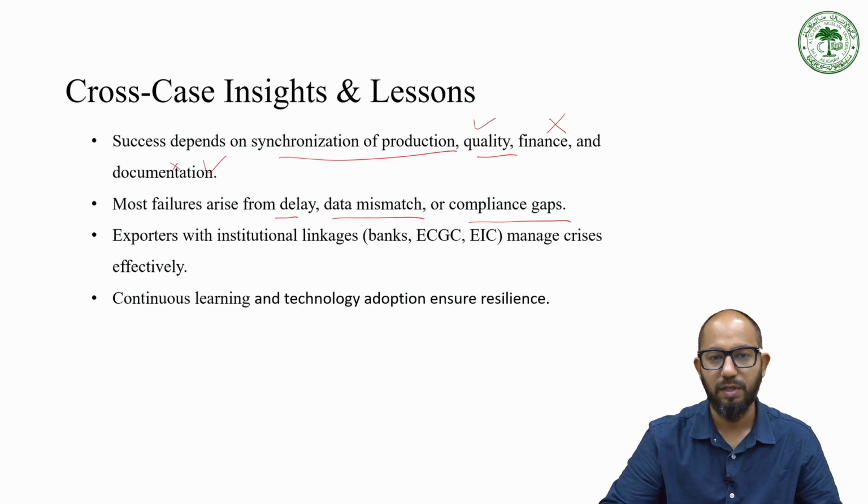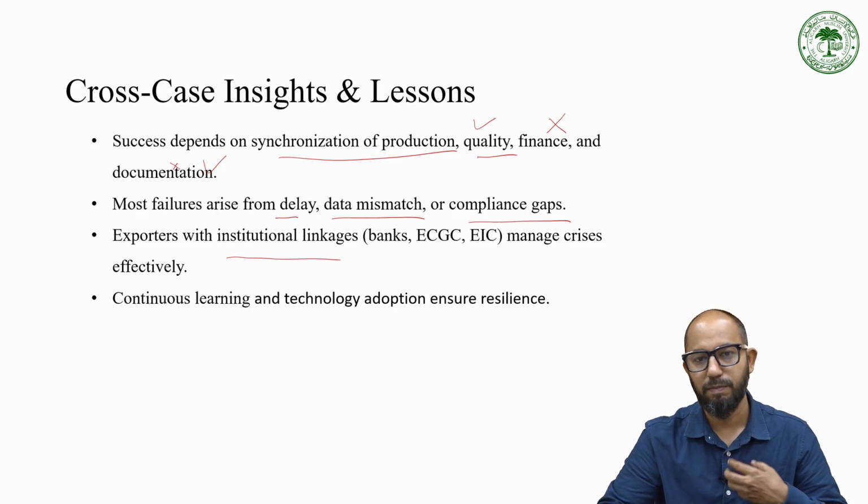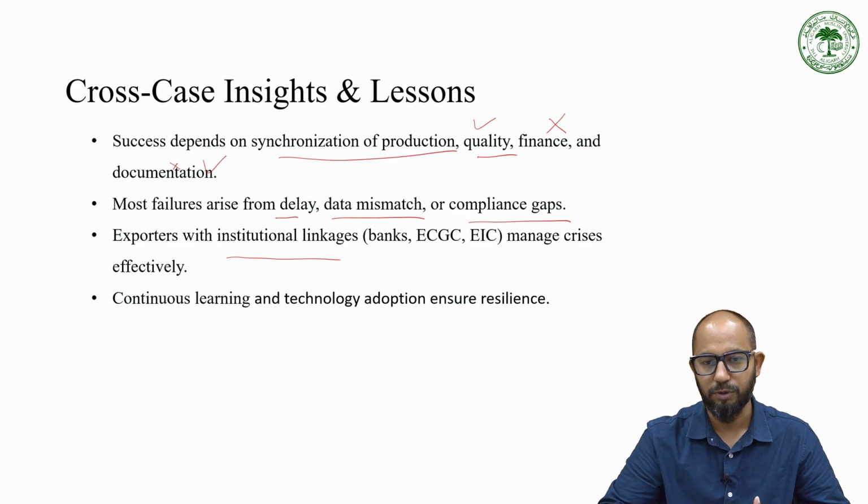And these small failures lead to big failures that result in huge losses to the exporter as well as to the reputation of the exporter. This also diminishes the probability of a company becoming competitive in the global market. The next important thing which we have learned through these case scenarios is that exporters with institutional linkages like linkages with banks, financial institutions, export promotion councils, ECGC, EIC, can manage a crisis effectively and at the required time.